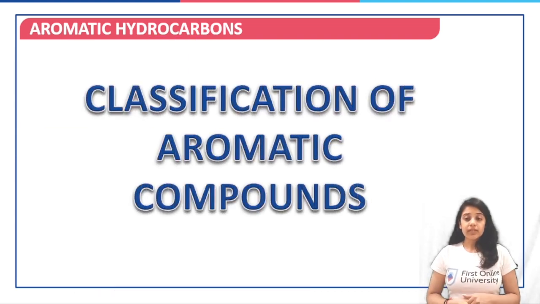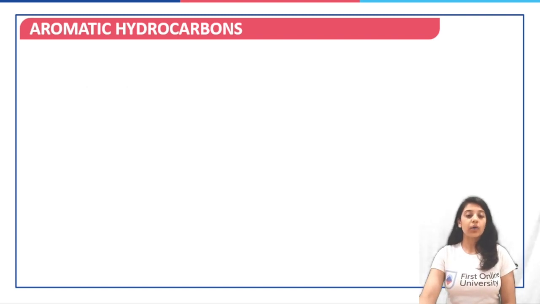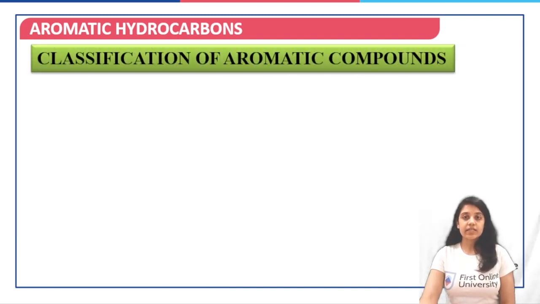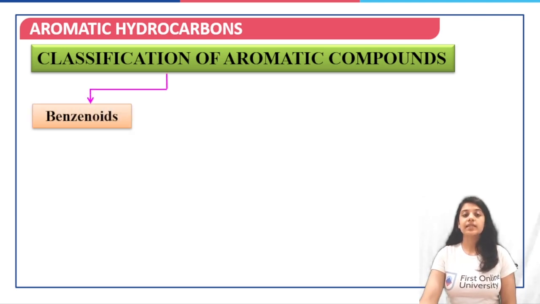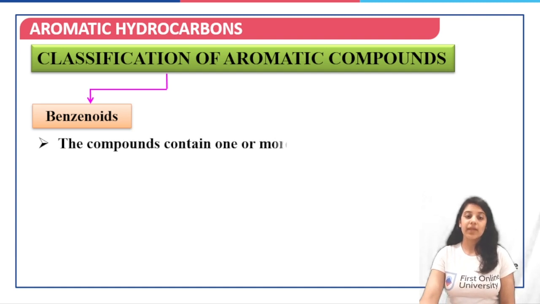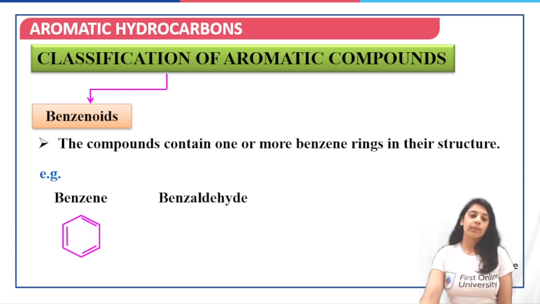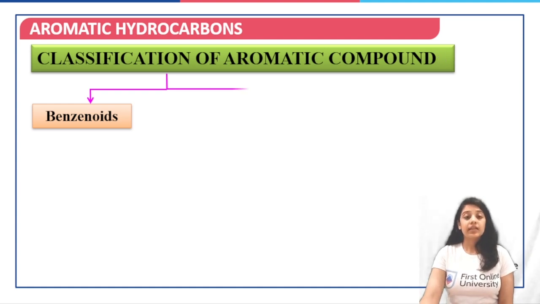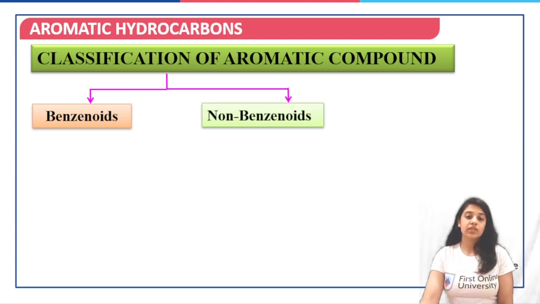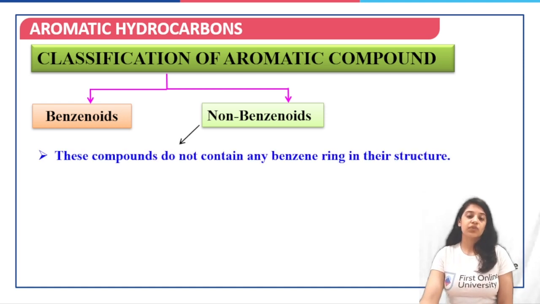Now, let us see how we classify the aromatic compounds. The first classification involves the division of the aromatic compounds into benzenoids. What are benzenoids? Benzenoids are basically compounds that contain benzene rings, one or more. Benzene is a benzenoid compound. Benzaldehyde is a benzenoid compound because it has a benzene ring. The second classification is into non-benzenoid compounds, that is those which do not contain any benzene ring in their structure.